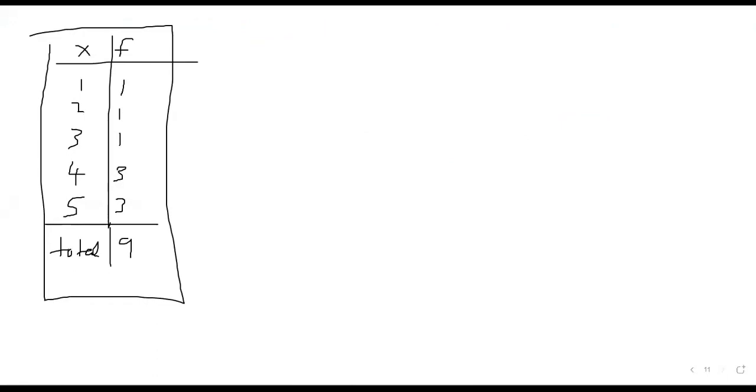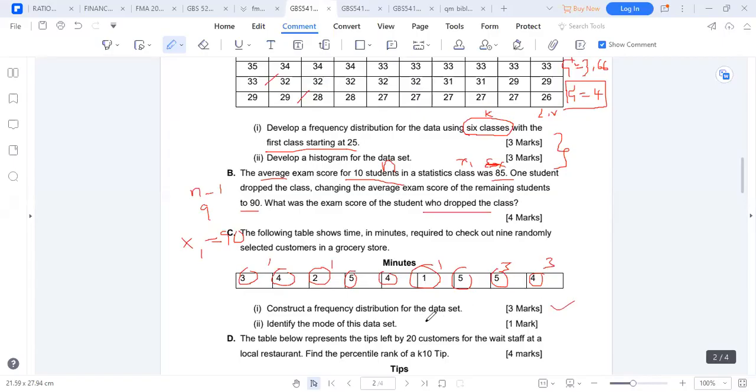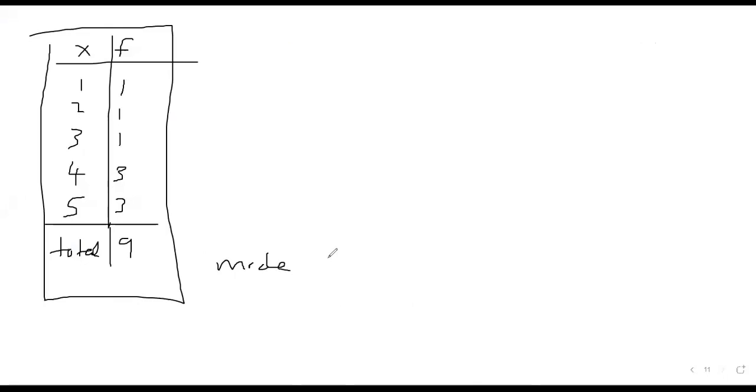Then you've been asked to identify the mode, for 3 marks. Which one is the mode? The modes are 4 and 5. It's a bimodal frequency distribution. There are 2 modes here, 4 and 5. If they were all appearing once, there would be no mode. That one is straightforward. Is there anyone behind?